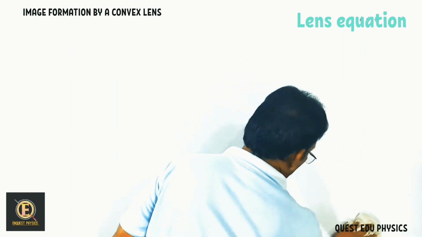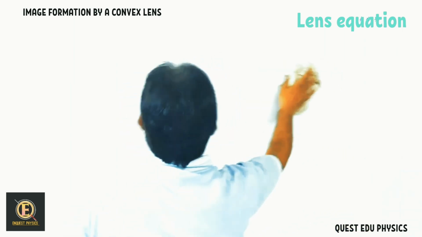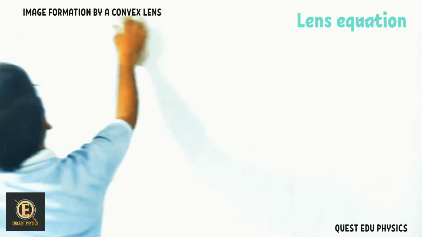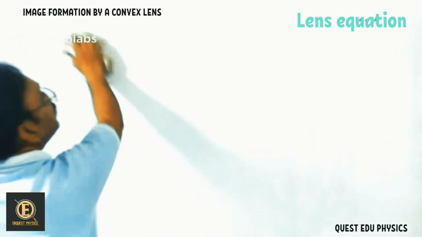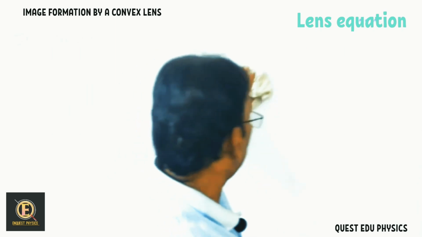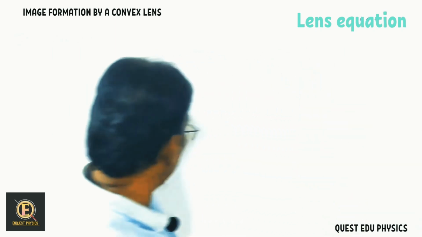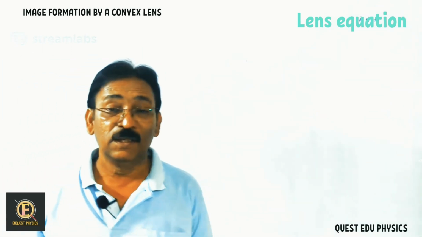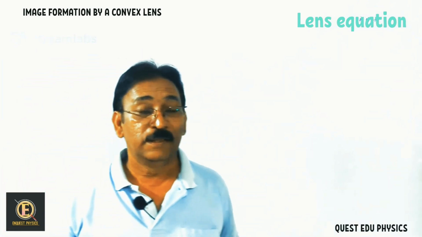Here, often we mistake that the lens formula and the lens maker formula are the same, but the two are different. To know about the lens maker formula, you can visit my YouTube channel, where you have a video on the lens maker formula. Lens formula is different. Lens formula gives us the relation between the image distance and the object distance.